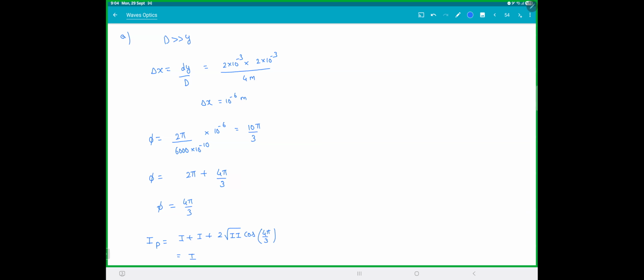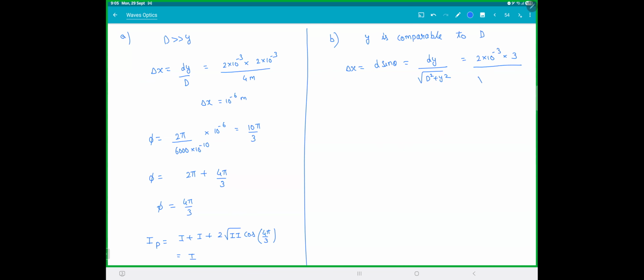We used everything: delta x, phase difference, intensity, everything. The second one. Here y is comparable to D. That means your formula is gone. You can't use that dy by D. But you can still use this formula. So delta x is d sine theta, which is equal to dy by root over D square plus y square. This is still right. For small angles, we made the assumption that sine theta is equal to tan theta. That was the problem. So this was 2 into 10 power minus 3, y is 3 meters, by root over 3 square plus 4 square. That would be 6 by 5 into 10 power minus 3.